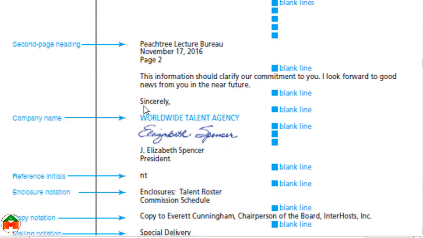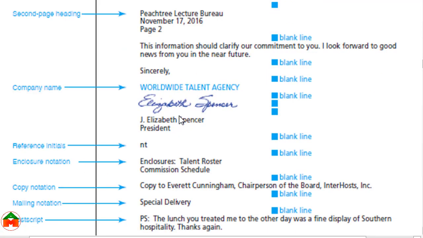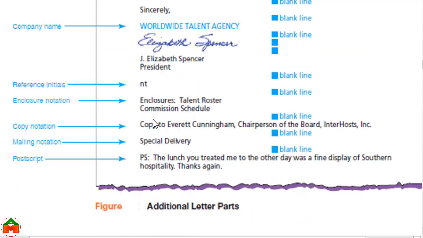Then this is the complimentary clause with the title of the sender with signature. And there are some other parts we can see. Reference initial: if you have used any short words, then you can tell those words here. And we can see the enclosure notation. That means with this letter, what items you have included, you need to mention it here in the enclosures.